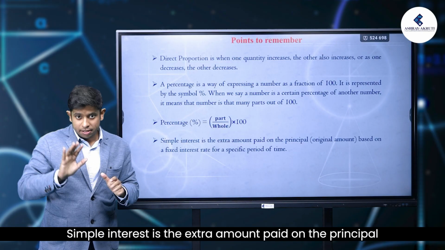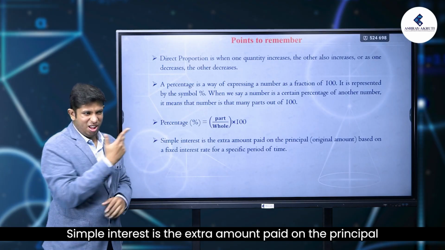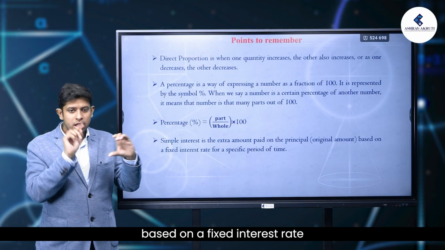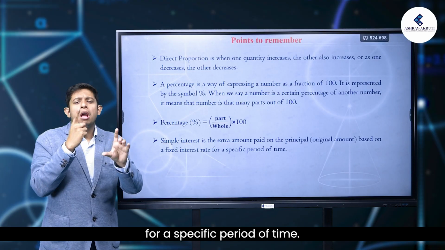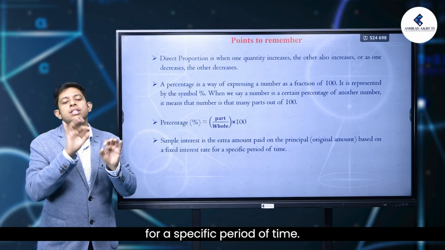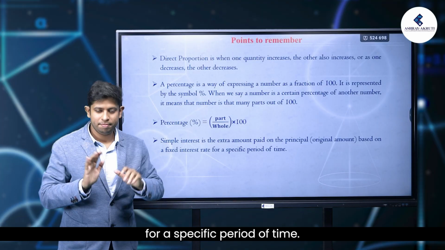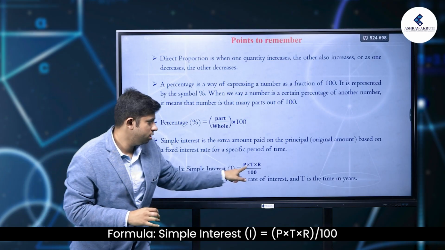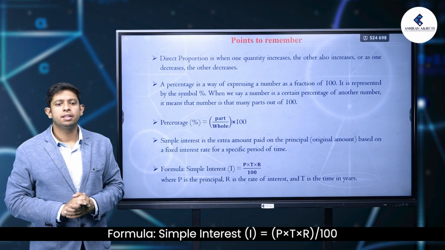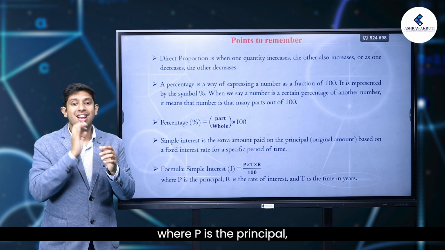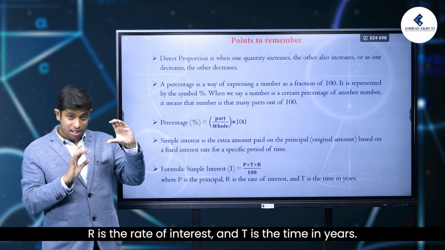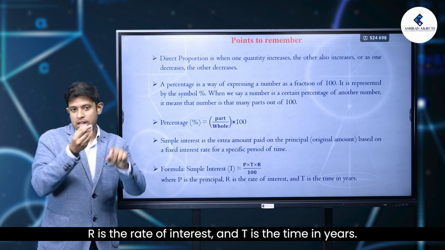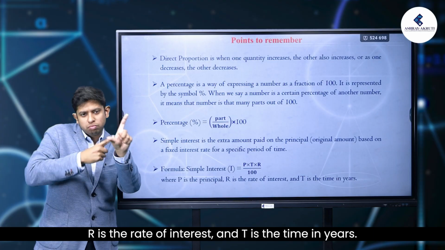Simple interest is the extra amount paid on the principal, the original amount, based on a fixed interest rate for a specific period of time. Formula: Simple interest I equals P into T into R by 100, where P is the principal, R is the rate of interest, and T is the time in years.